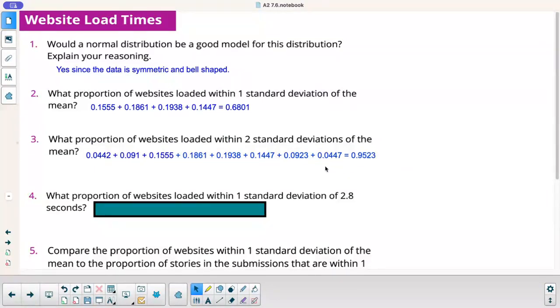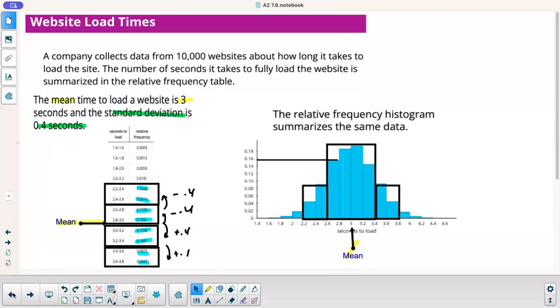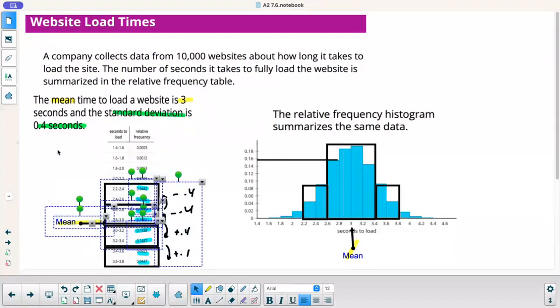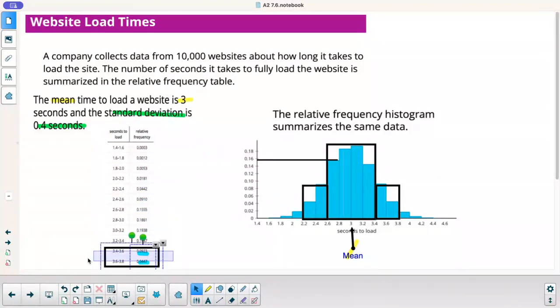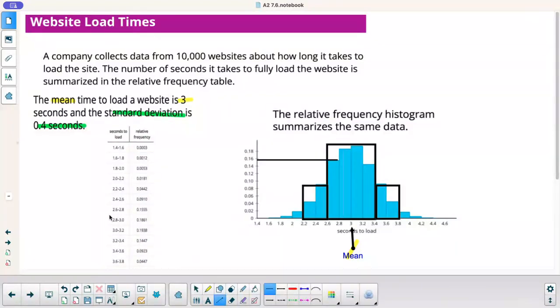What proportion of websites loaded within one standard deviation of 2.8? So let's go back here. Let's delete some of this stuff here. So 2.8. So one standard deviation of 2.8. So 2.8 is right here. So one standard deviation, I got to go up to 3.2. So basically, right here, these values get me there. And I got to go down to 2.6.